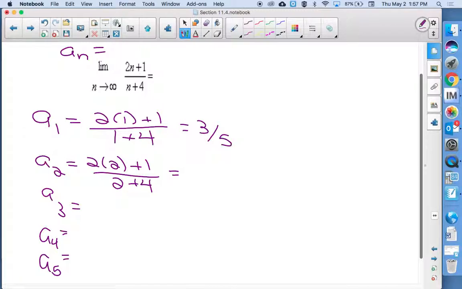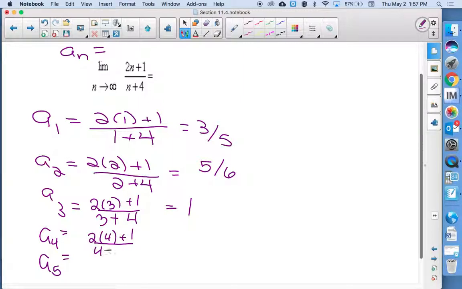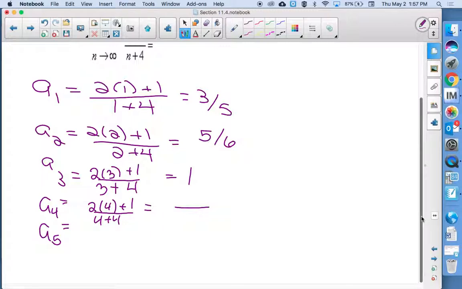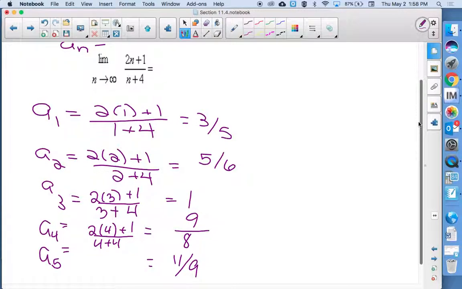So Brandon, the second one would give you 5 over 6. The next one, Brandon, would be 1. Yeah. That's 7 over 7, so you get 1. And then Brandon, it would be 12 over 8, which would be 3 halves. You're so close. 2 times 4 plus 1 is 9 over 8. And then the last one is 11 over 9. Yeah, 11 ninths. So we have our sequence.